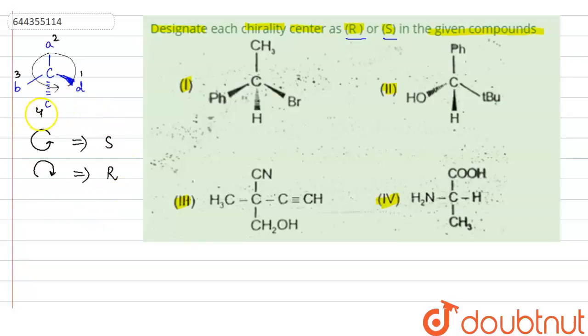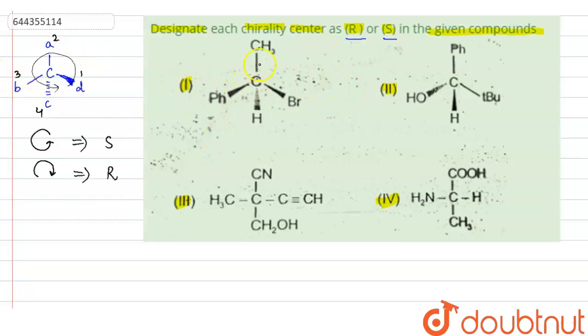Provided that the group having priority 4 should be below the plane. That is, it should be like C, on a dashed line, right? Group 4 should be on a dashed line. If group 4 is above the plane, on a wedge line, then we will invert this. The R and S configuration in that case will be reversed. Now let us see the first and second compounds.